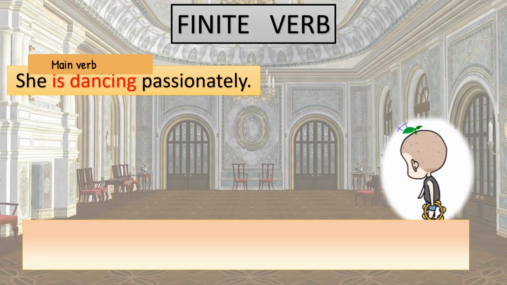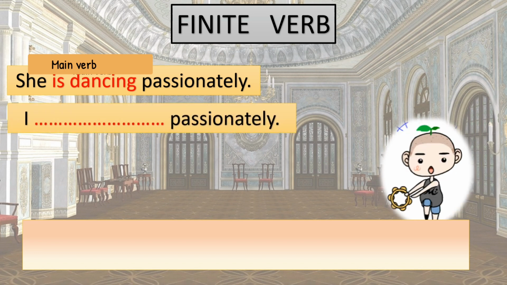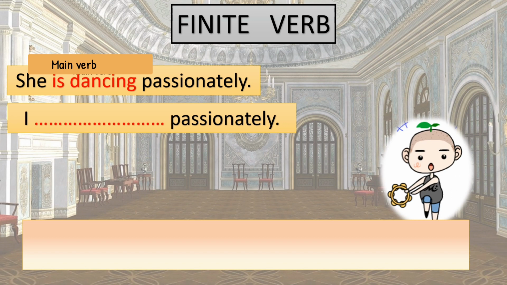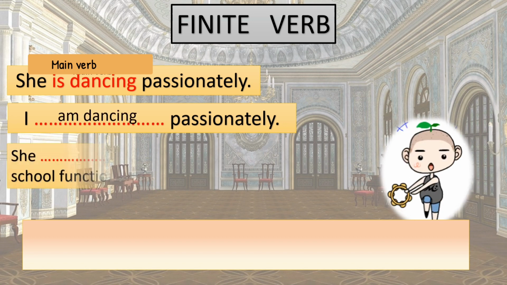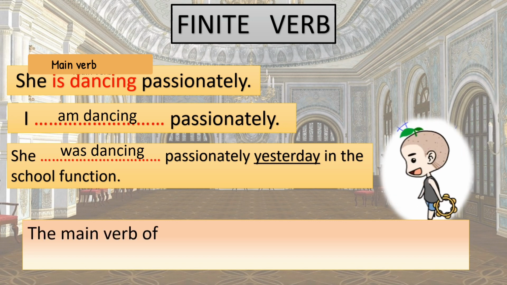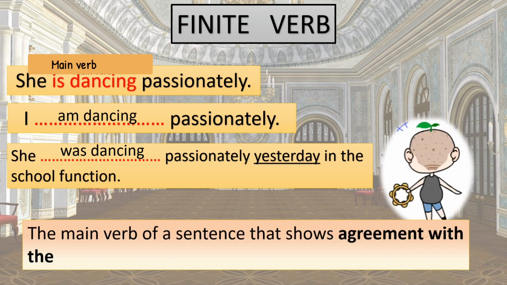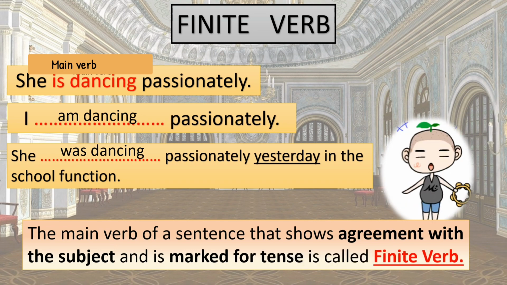Now look at our first sentence once again. She is dancing passionately. If I change the subject from she to I, then I will have to make changes in is. In place of is, there will be am. I am dancing passionately. Similarly, if I have to make this sentence in past tense, yesterday is there, then in place of is and am, I will have to use was. She was dancing passionately.